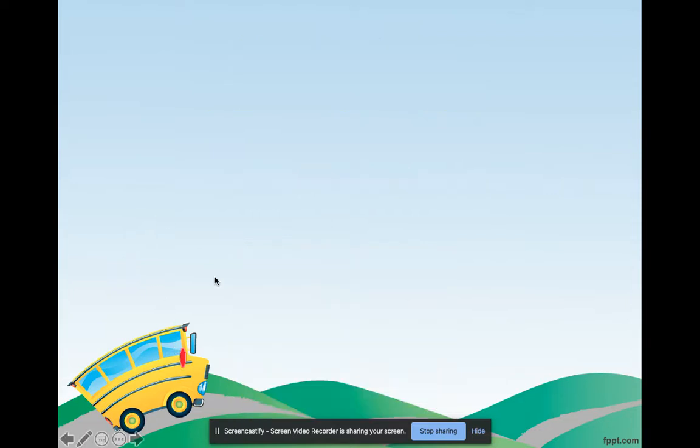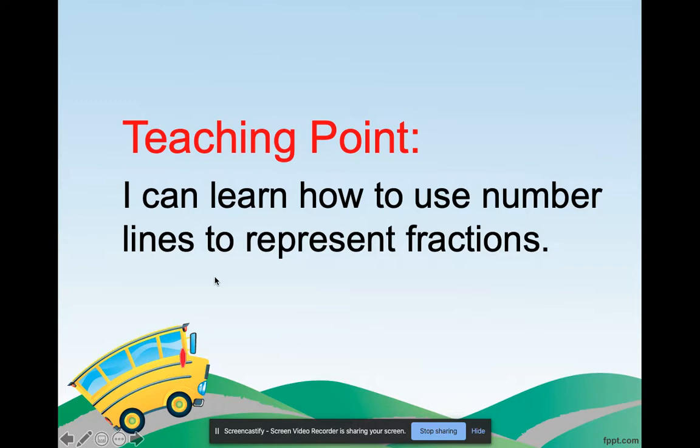Lesson 2. The teaching point is I can learn how to use number lines to represent fractions.